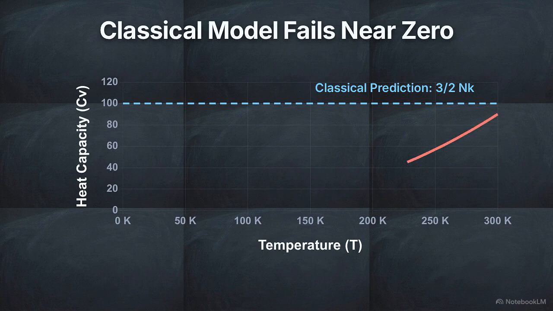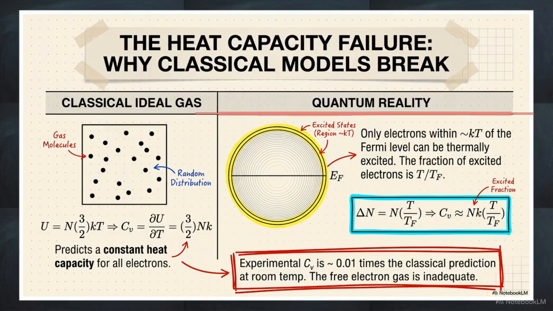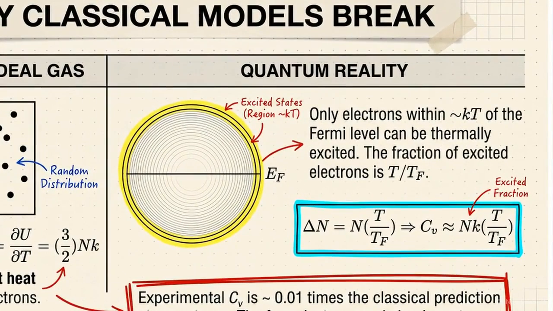But in real-world experiments, especially near absolute zero, the actual measured heat capacity is drastically lower than the classical prediction. This diagram shows the quantum reality that breaks the classical model. Quantum mechanics packs electrons into specific energy states up to a rigid boundary called the Fermi level. Only the few electrons sitting within thermal reach of this outer edge are capable of absorbing heat.